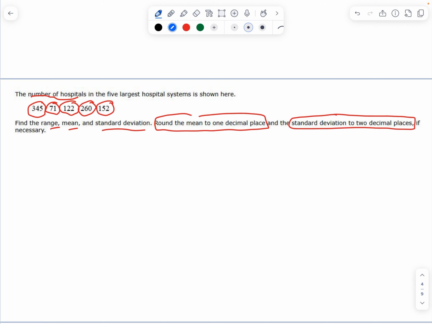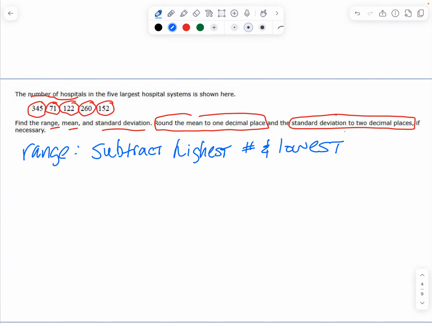Let's do the range first. So the range, you're going to subtract your highest number and your lowest number. Make sure to pause the video, try to get ahead of me, and then check back and see how we're doing. First thing I would do is probably put these in order from least to greatest.